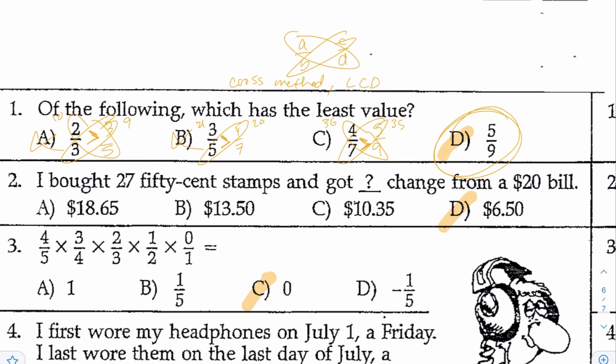Next, for number 2, I brought 27 50-cent stamps, and I got this much change from a $20 bill. So you buy 27 50-cent stamps. So you have to do 50 cents times 27. And 50 cents is really half a dollar. So if you take 27 divided by 2, that will give you $13.50. And to get change, that means you have to subtract. So $20 minus $13.50. This you have to borrow. This becomes 9. This becomes 1. So this becomes $6.50. So the stamps cost you $13.50, and you want to get change for a $20 bill, so you have to subtract 20 minus $13.50. And you get choice D.